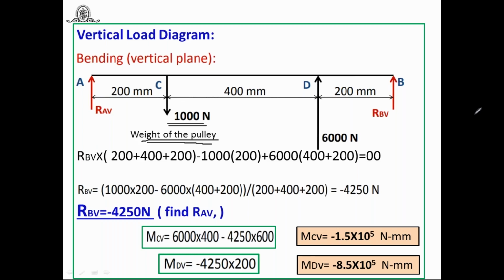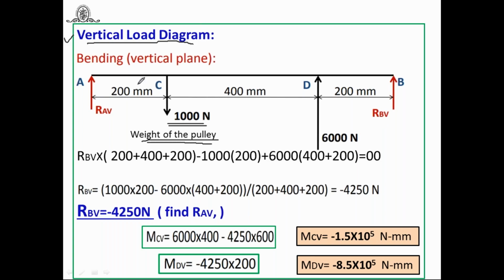And again what you have to do? You have to find out the bending moment at A, B, C, D in vertical loading and the bending moment in the horizontal load diagram at A, B, C, D, and where we will get the maximum bending moment, that we are going to use in our calculation to determine the shaft diameter. Remember these things. Where we will get the maximum bending moment, this is our task now that we have to find out. Let us start.